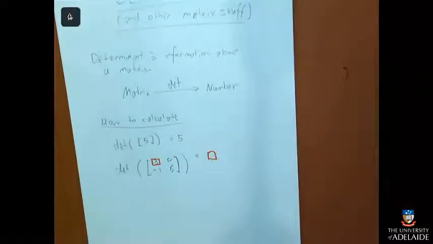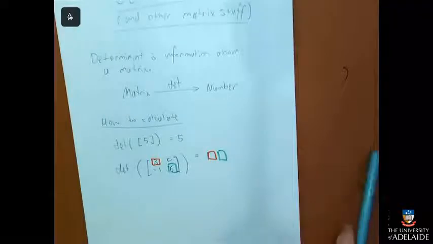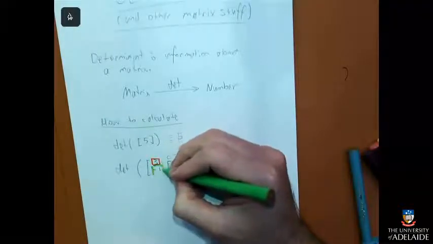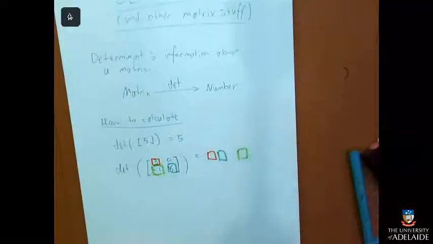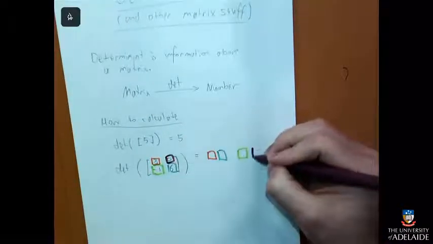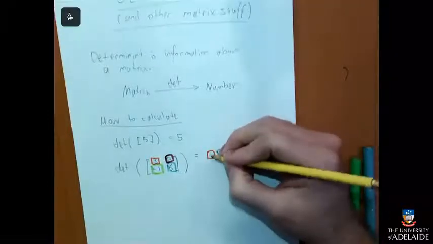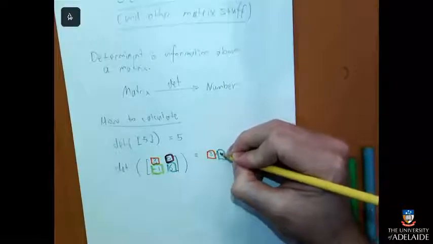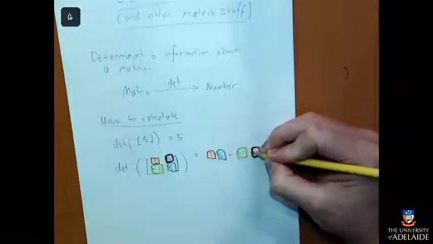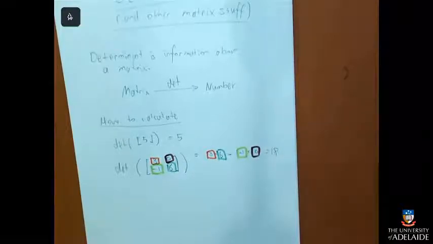That number times that number minus that number times that number. That purple is surprisingly brown. 3 times 6 minus 1 times 0. So in this case, the determinant is 18. Yay. And once you get bigger than that, it gets harder.